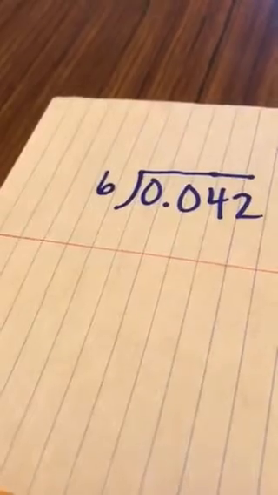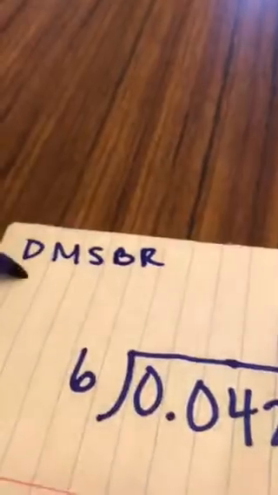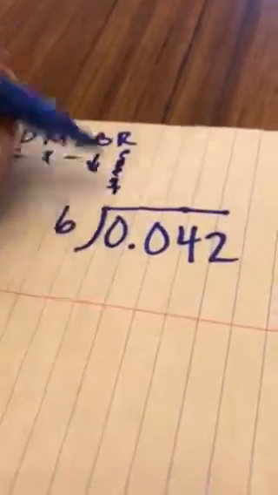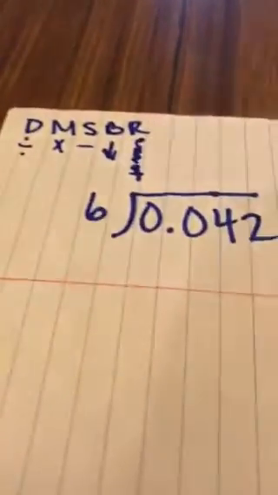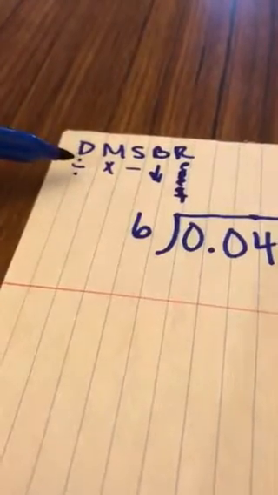So I want you to remember a little saying that we went over in class to help you remember the process, which is, does McDonald's serve burgers, right? And each letter stands for something, which I know you know: division, multiplication, subtracting, bring down, then repeat. So we're going to use that to help us through this process. The first step in this process is always division, which is what the D stands for.